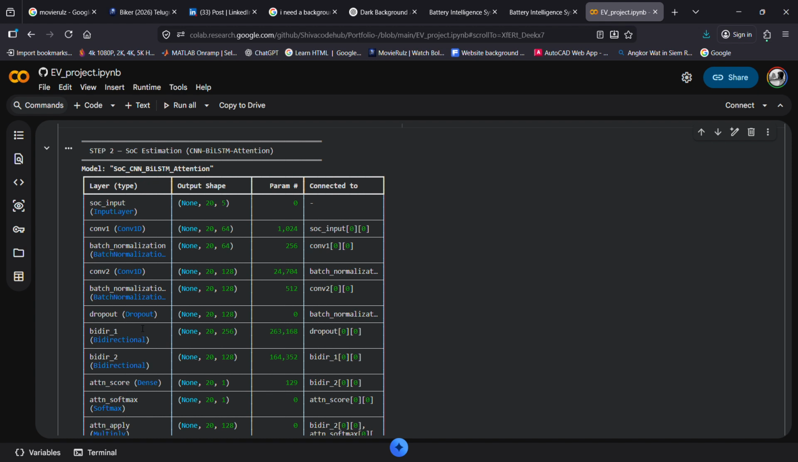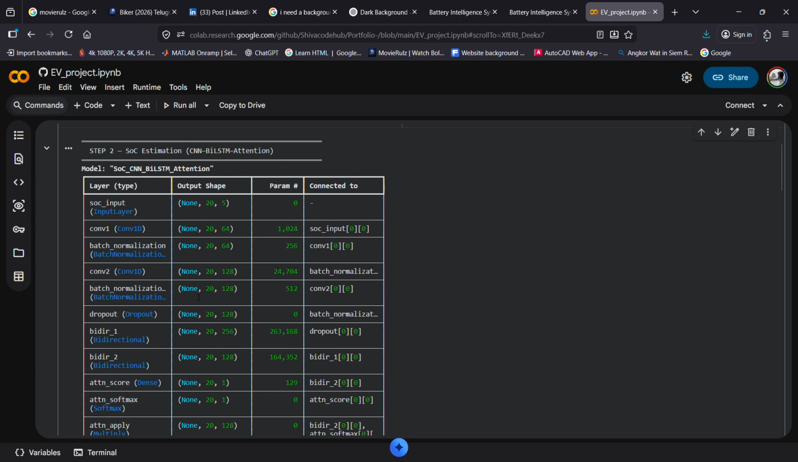Here in the architecture table, after building the model, I analyzed the architecture using the model summary. Here the input shape is 20 cross 5, meaning each sample contains 20 time steps and 5 features. And coming to the CNN layers, the first convolution 1D layer extracts 64 features and the second increases to 128. This helps in capturing local temporal patterns effectively.